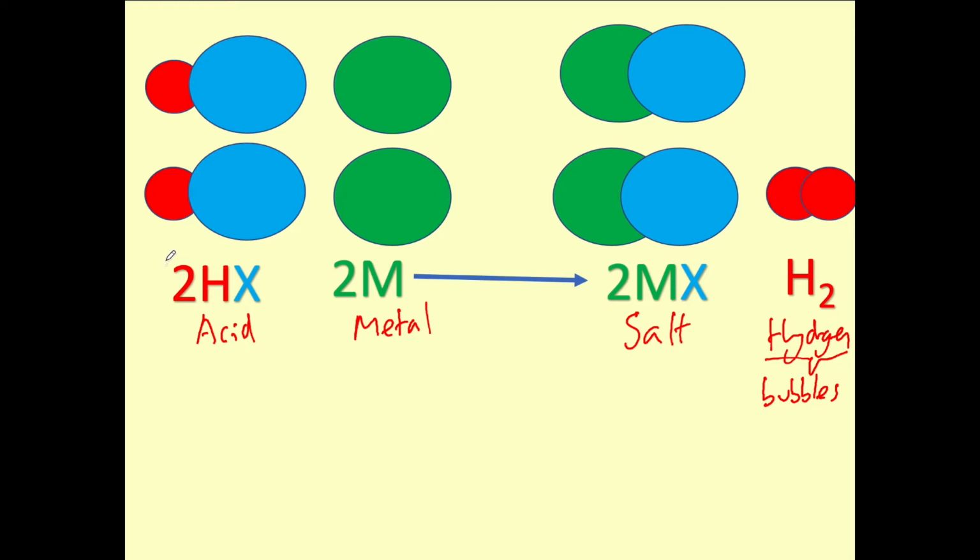You'll notice that I'm using a large 2 in front of these species, and that's in order to conserve the numbers of each type of particle on the left and right hand side of the equation. So on the left I have 2 reds, on the right I have 2 reds, 2 greens on the left, 2 greens on the right, 2 blues on the left, and 2 blues on the right. That's to make sure that we're conserving the numbers of our particles.